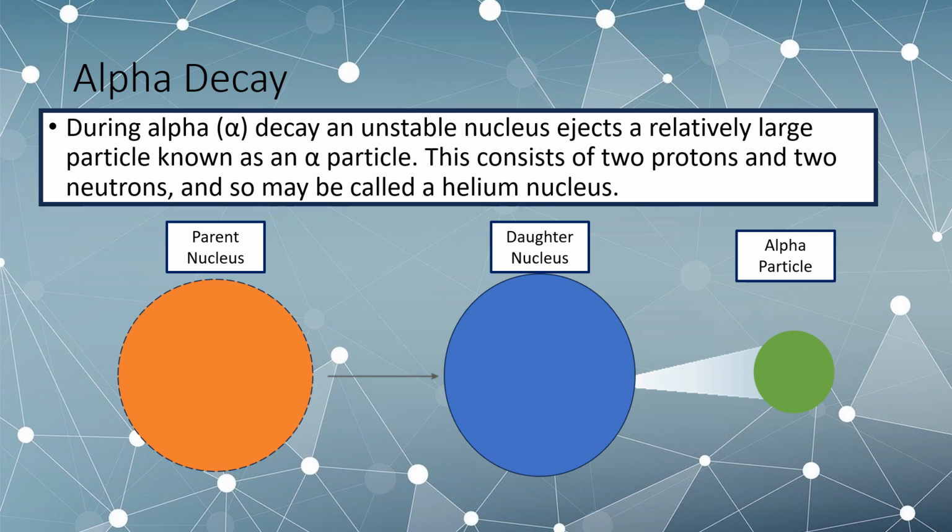Up first is alpha decay. During alpha decay, which is often given the symbol alpha in Greek letters, an unstable nucleus ejects a relatively large particle known as an alpha particle. This consists of two protons and two neutrons, and is often called the helium nucleus, as it's the same thing. So we have our parent nucleus, which is unstable, gives off our daughter nucleus, and ejects an alpha particle.